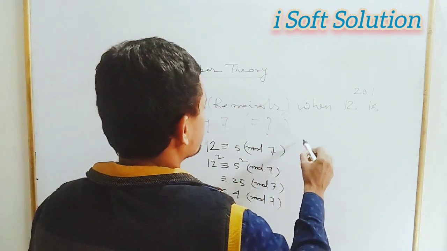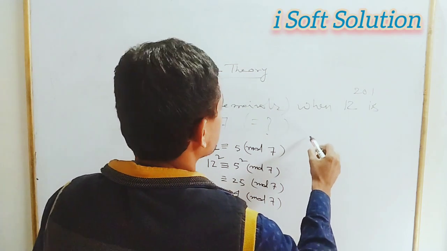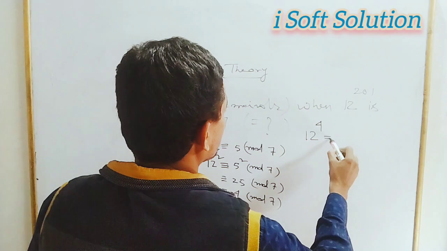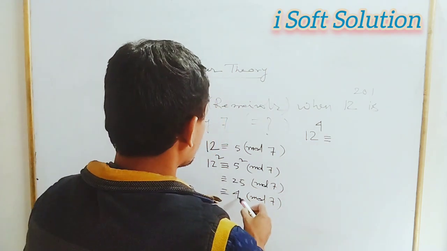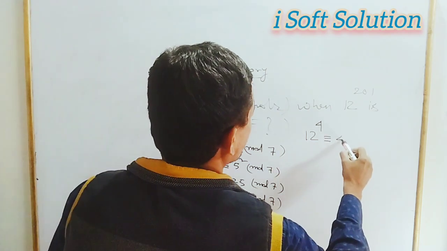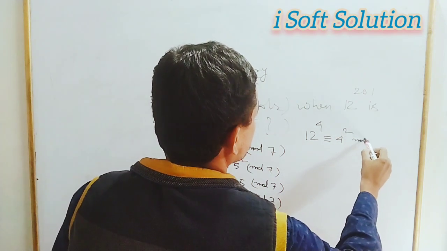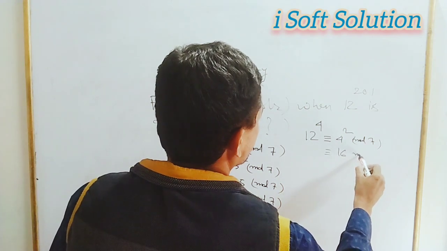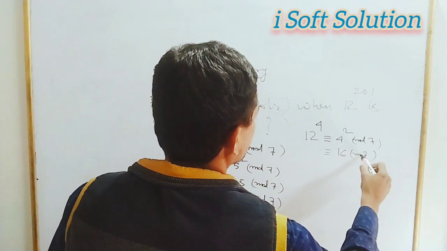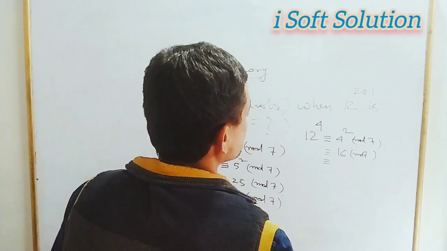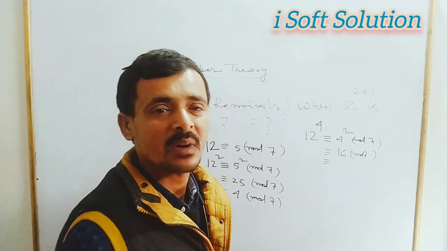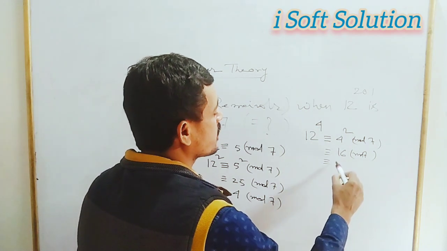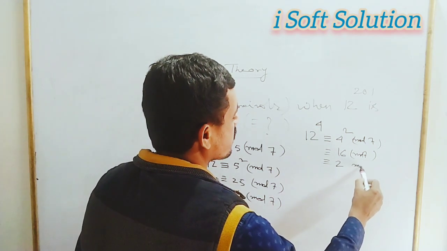Again, now 12 to the power 4 is congruent to 4 squared mod 7, that is equal to 16 mod 7. If you divide 16 by 7, 7 twos are 14, we have 2 as remainder. So 12 to the power 4 is congruent to 2 mod 7.